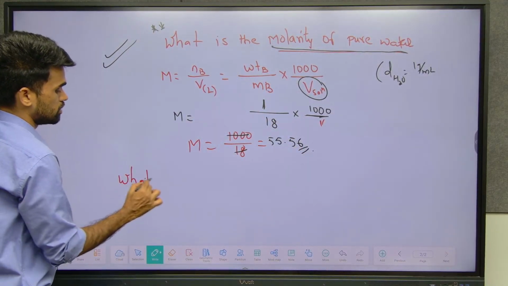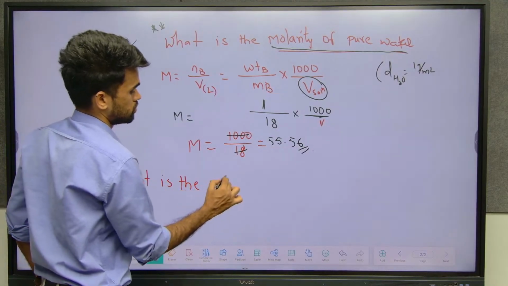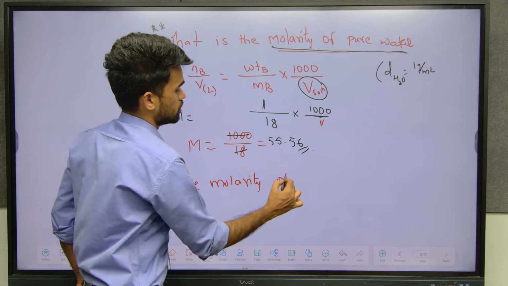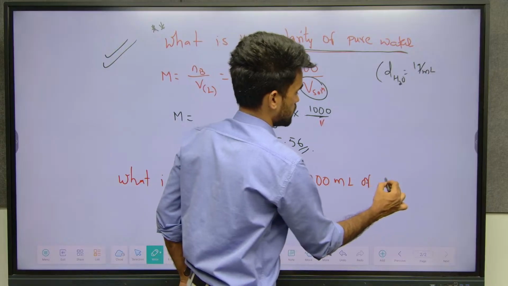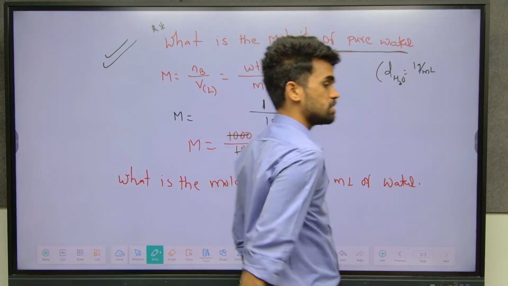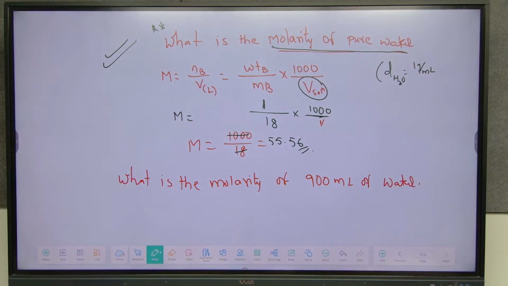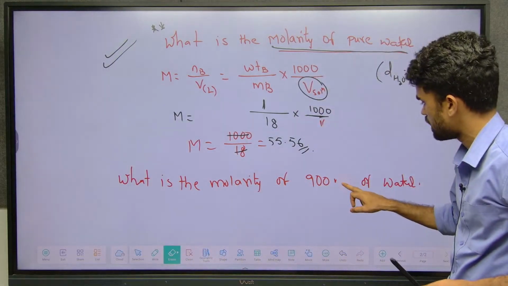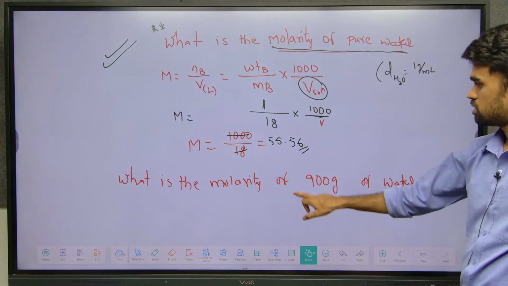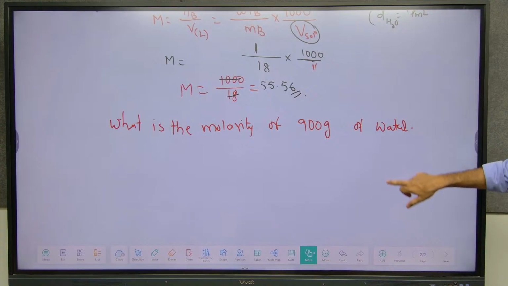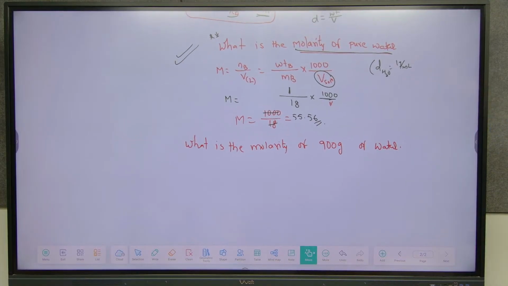So the same question can also be asked like this. What is the molarity of 900 ml of water? Like this they will ask. So can you do it once? Take 900 grams, anything is fine. This is the question asked previously. What is the molarity of 900 grams of water? If density is not mentioned, what to consider? Do it now first.